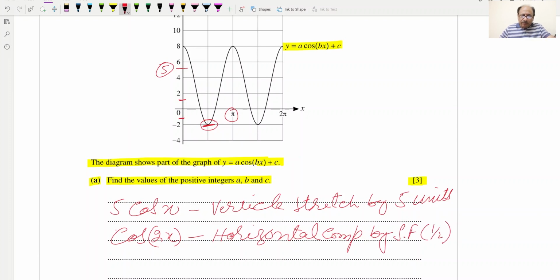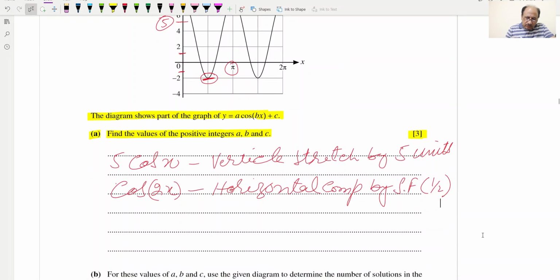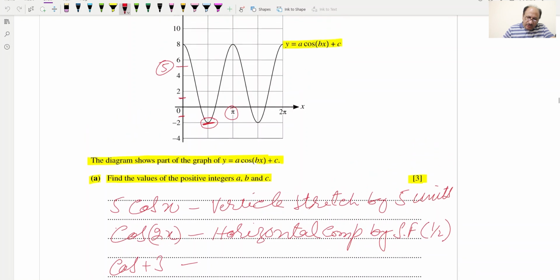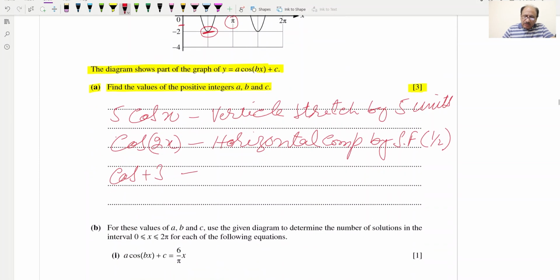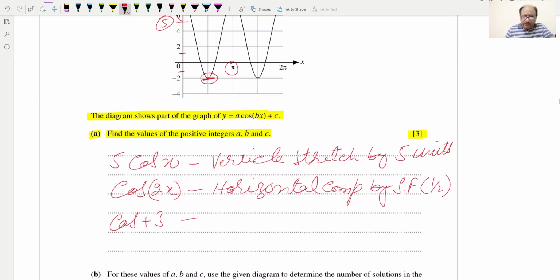So compressed. And then plus 3 also, and this is what? This is a translation 3 units up, because from 5 it is going to 8. So 3 units up. So there are 3 transformations happening. Translation by 3 units up.